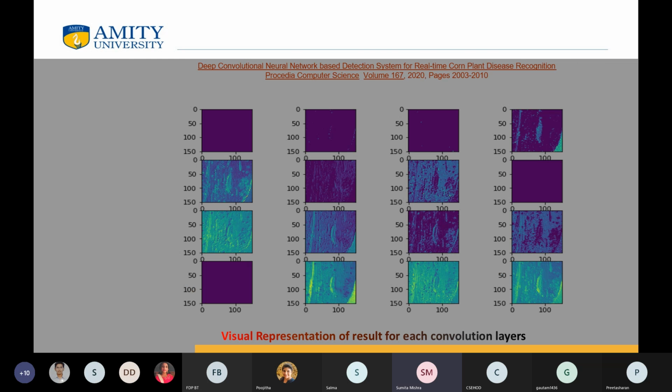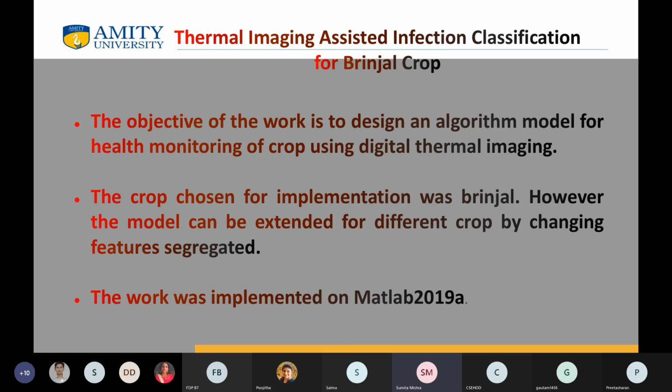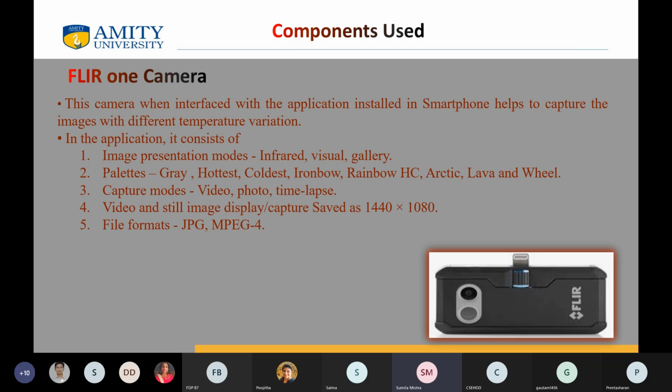Then this is one accepted publication, which is basically thermal imaging assisted infection classification for brinjal diseases. What we did here was we created two types of data sets. One was normal images of the plant, RGB images. Then we used the FLIR One camera. FLIR One comes in FLIR One Pro and FLIR One domains. This camera is easily interfaced with an Android phone.